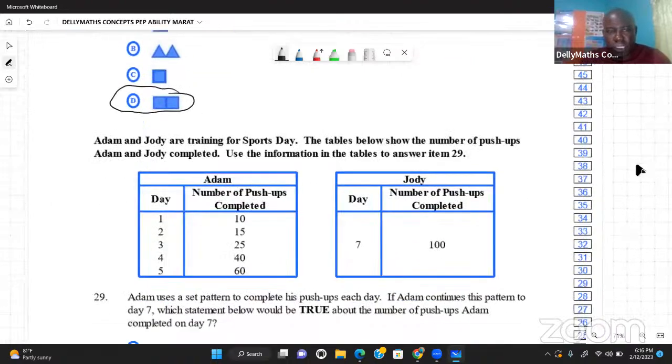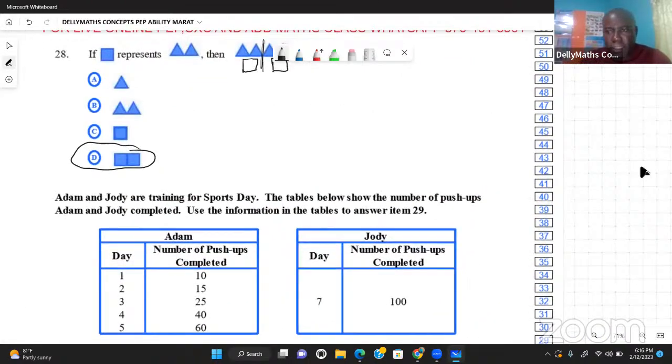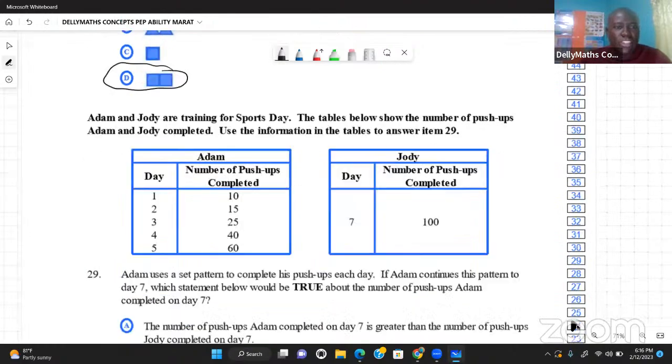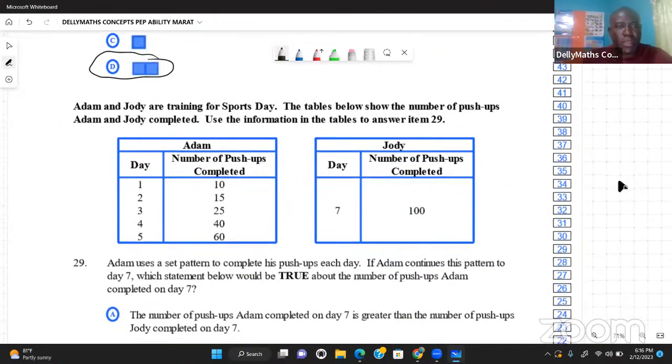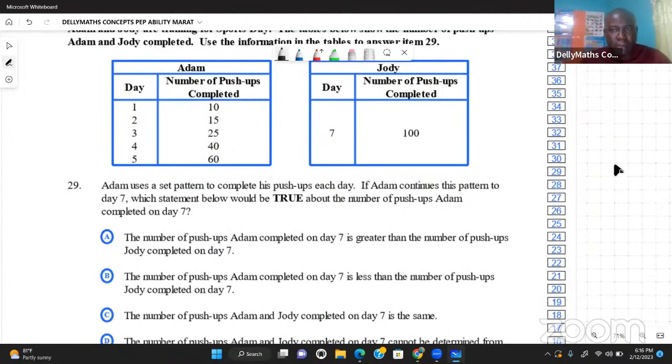All right, let's continue. Adam and Jody. All right, let's look at this. Adam and Jody, right, are training for sports day. The table below shows the number of push-ups Adam and Jody completed. Use the information, right? So we want to use the information in the table to answer question 29. So we're going to look at the table first, see what we're seeing there, and then use it to respond to question 29. All right.